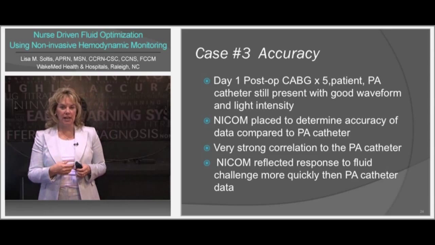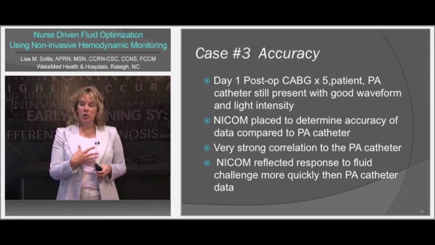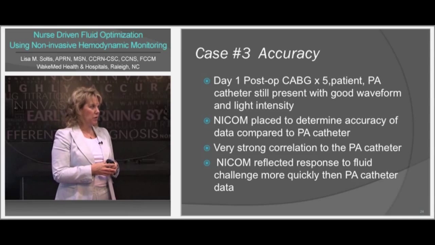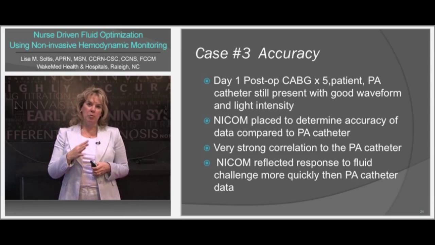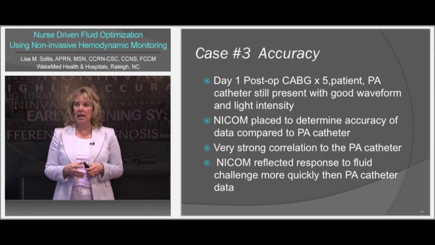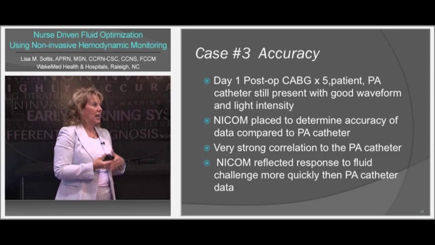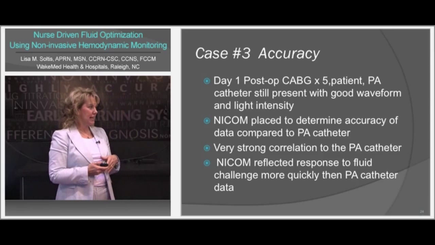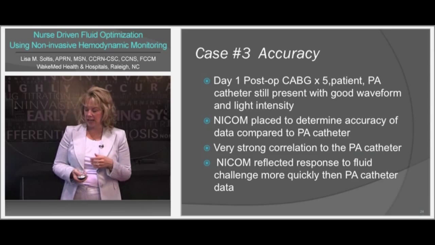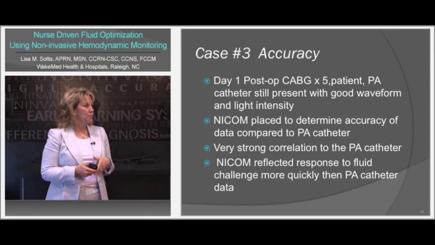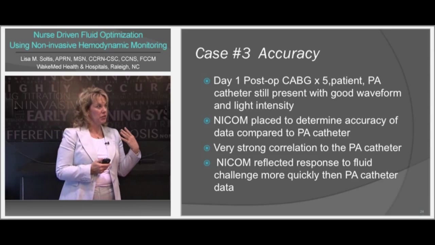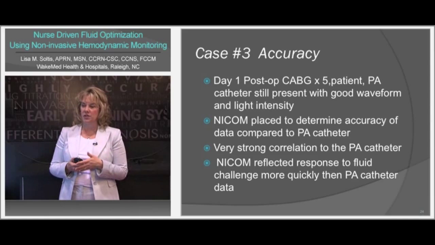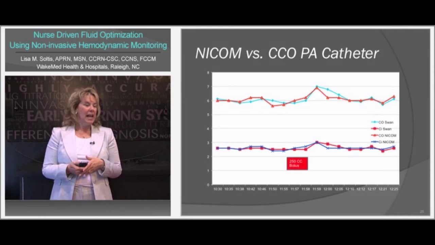I work in an open heart unit, so all of our patients typically will come out with a PA catheter. So we were able to put the NICOM on these patients with a PA catheter to see, okay, is it really accurate? I know the validation studies say that it is, but I'd like to see it with my own eyes. So we looked at a patient, we measured their PA numbers every few minutes and the NICOM numbers, and they were spot on. I mean, they were right on top of each other.